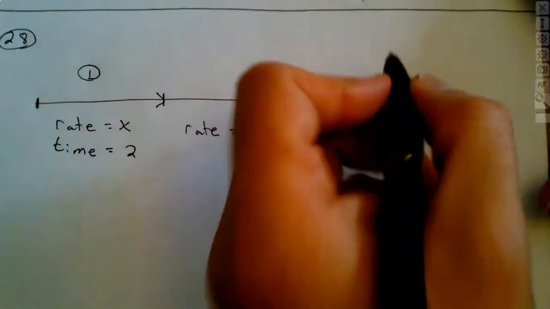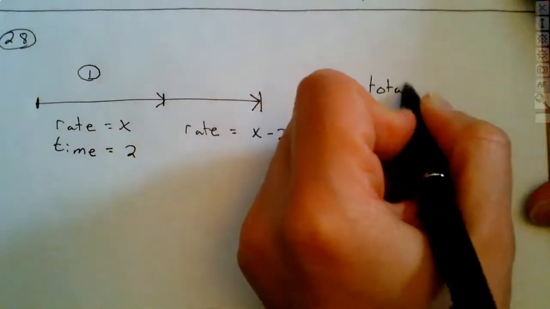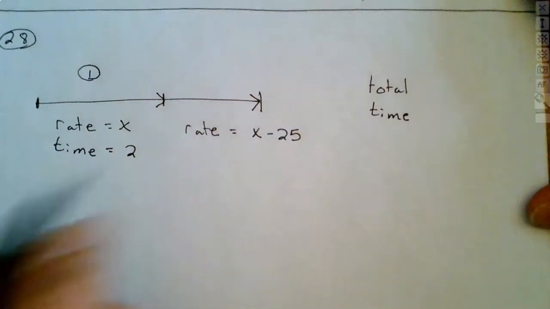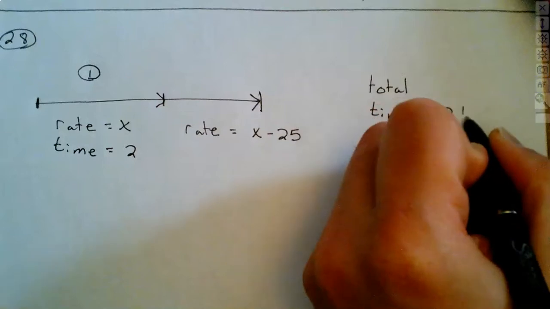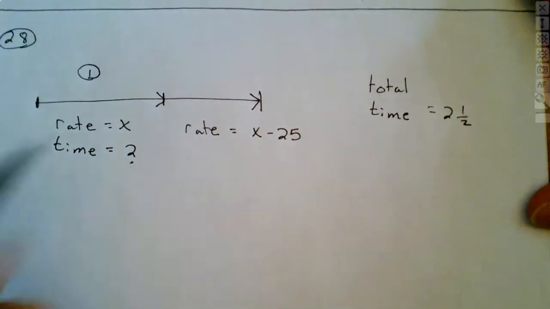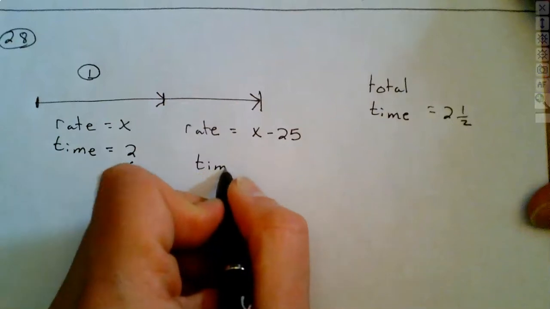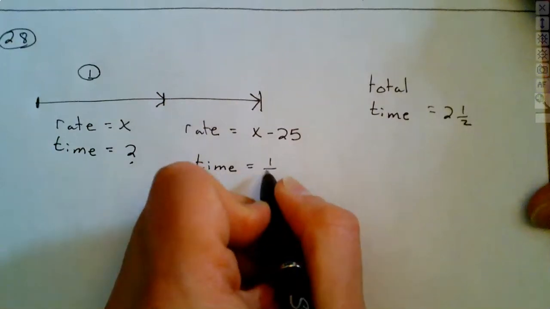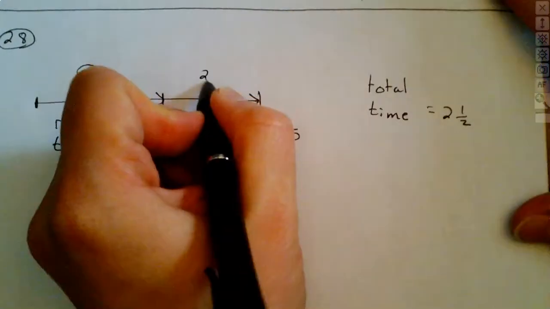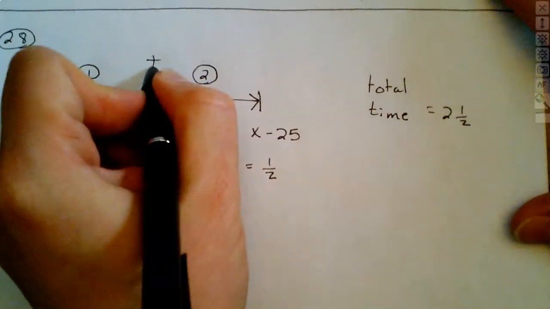Now, we know our total time, and we need to make sure we know this, is 2.5 hours. So for our time, we've got 2 hours here. So that means our time in the rush hour traffic was a half of an hour. You could use 0.5 if you want, but I'm just going to use a half. Now we can find our distances here. And we know these should add together.